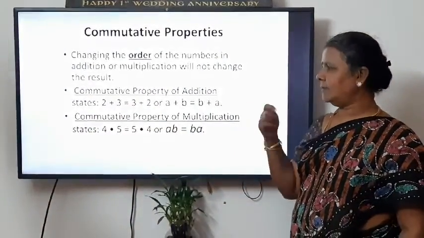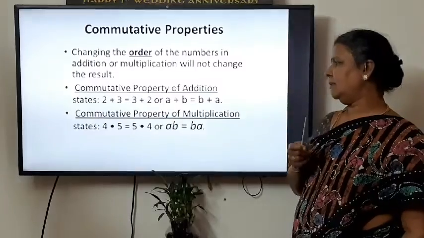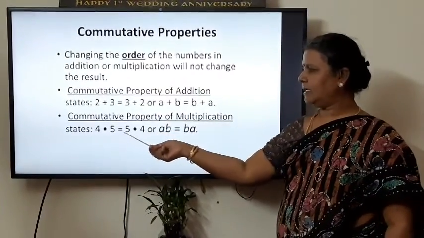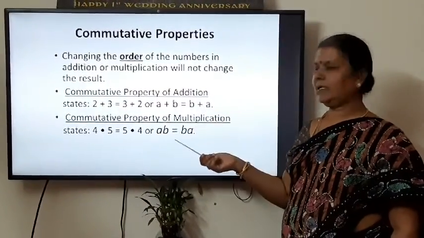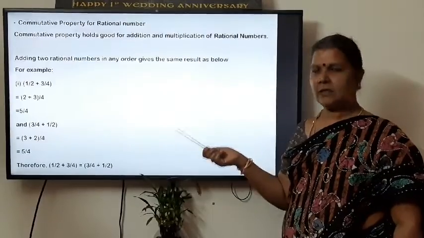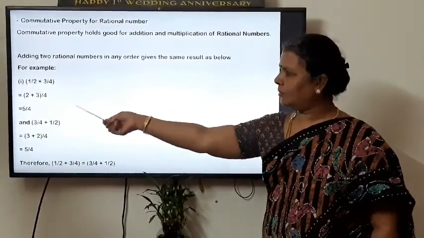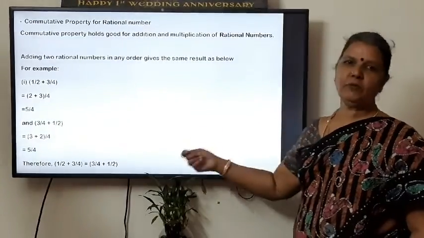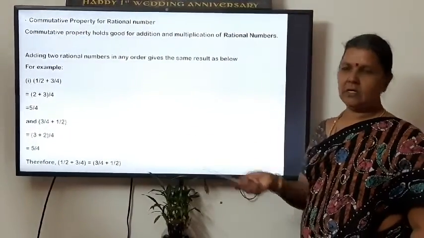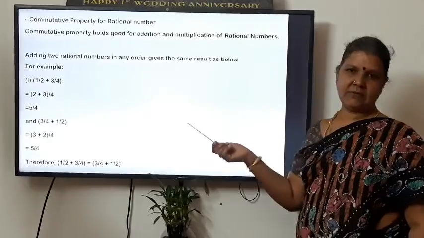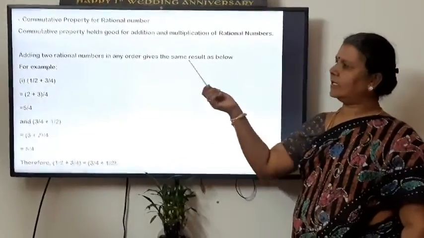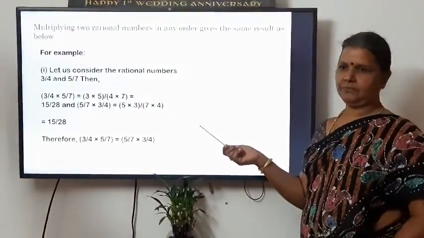This is under addition. Now, we are going to see multiplication. 4 into 5 is equal to 5 into 4. This is for integers. Same thing is for rational numbers also. Example, half plus 3 by 4, we are getting 5 by 4. 3 by 4 plus half, the same 5 by 4. So, commutative under addition we have seen. Same way we can see for multiplication also.